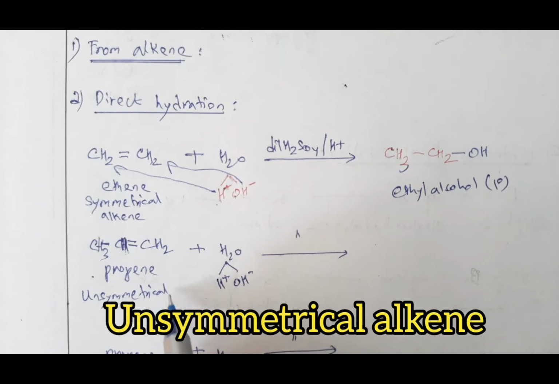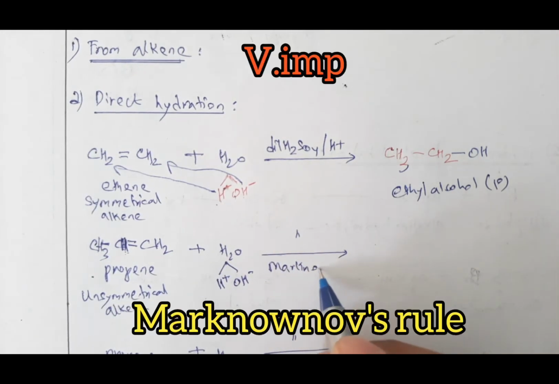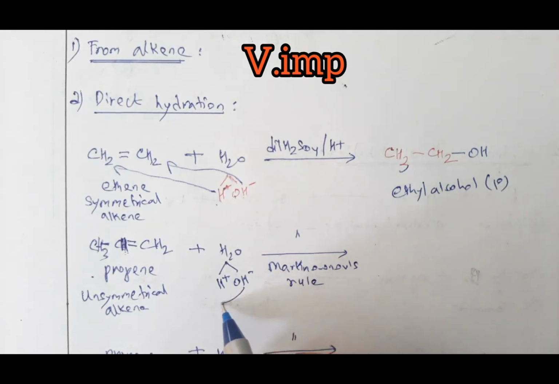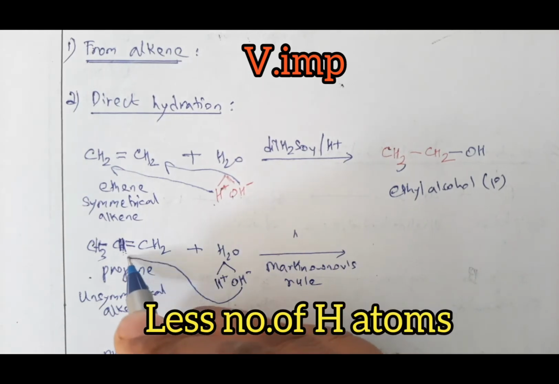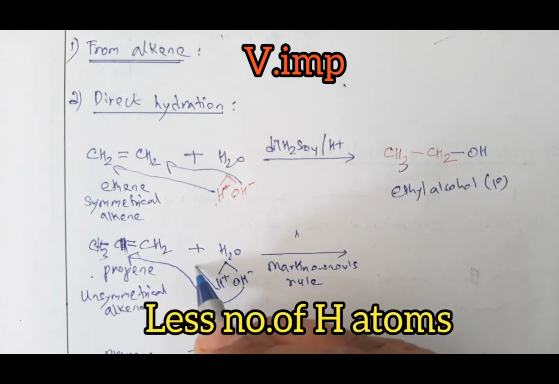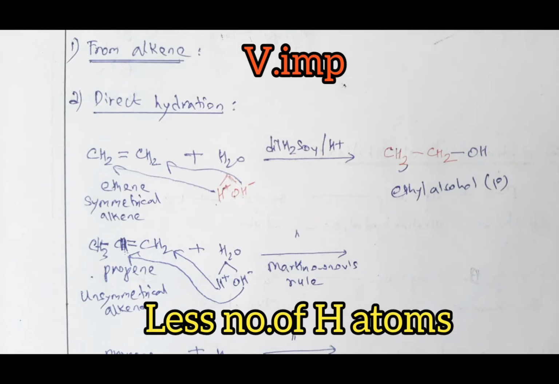an unsymmetrical alkene. So when you add a reagent to an unsymmetrical alkene, you cannot take HOH wherever you like. At that time we have to follow one rule known as Markovnikov's rule. This Markovnikov's rule states that the negative part will go to that carbon of the double bond which has less hydrogen, and the positive part will go to the one which has more hydrogen.